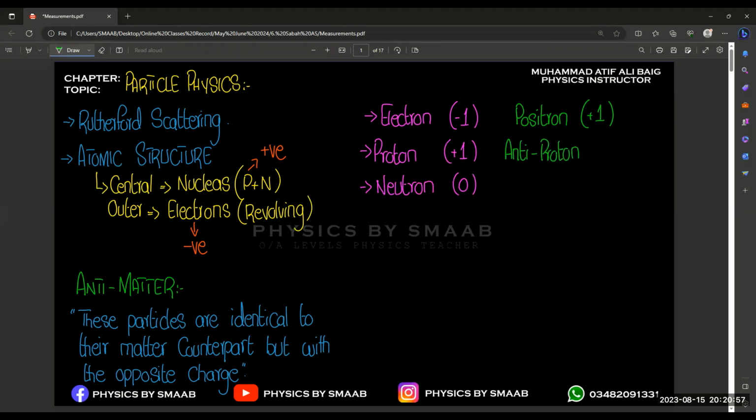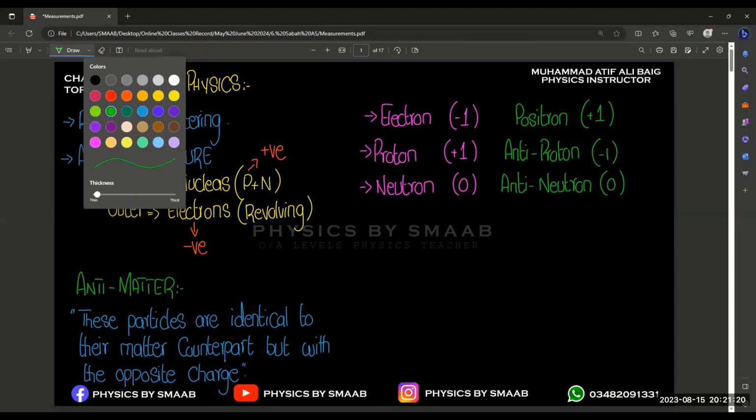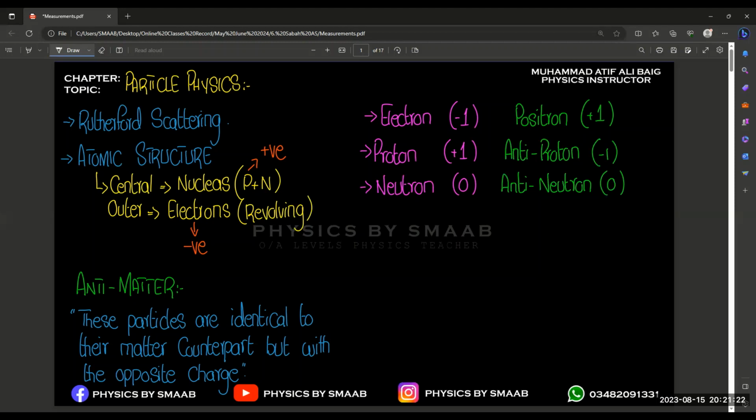It will not be the same as positron. This will be -1. And the same goes for antineutron. Basically, they are like opposites of each other. If electron is -1, then in the other one the positron will be +1. And if proton has +1 charge, that means in antimatter it's going to be called antiproton, because it's the -1 of the proton charge. So that is the simple concept.